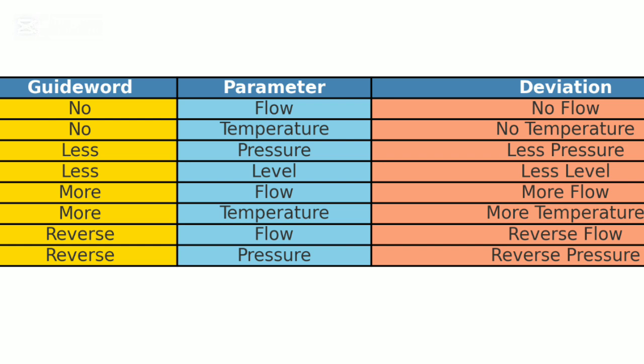Let's summarize the key points. In this video, we explored how the guide words no, less and more can be applied to process parameters like flow, temperature, level, pressure and composition. By asking systematic questions using these guide words, you can identify deviations that might otherwise go unnoticed. In our next video, we will take this concept further and look at common pitfalls in applying guide words and how to avoid them.